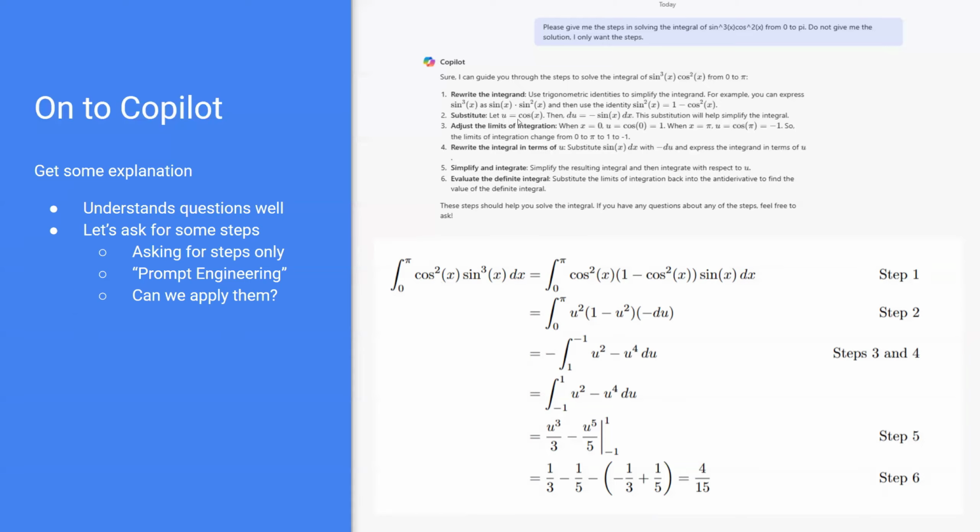Step 2, it says use u substitution. So here I substitute u as cosine of x, and then this sine of x becomes a negative du.